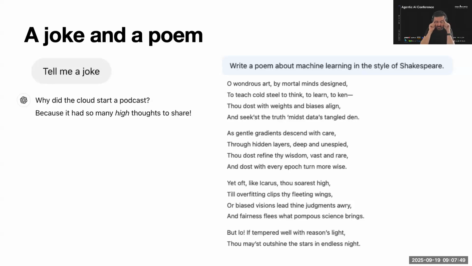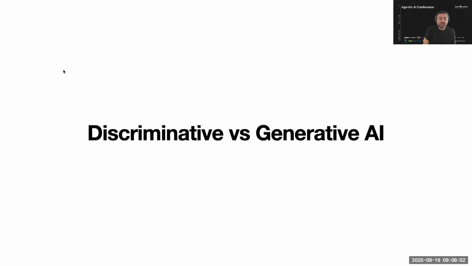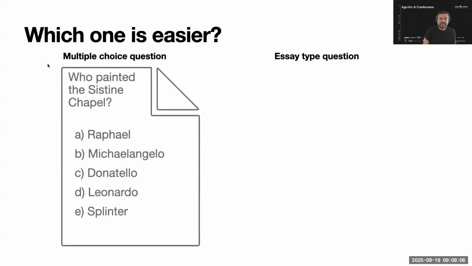But think about it. While I talk about language models, think about what could be that strength that makes it write good poems and that weakness that makes it tell horrendous jokes. So we'll get to that. But let's go to the basics. Let's go to what's discriminative and what's generative AI.